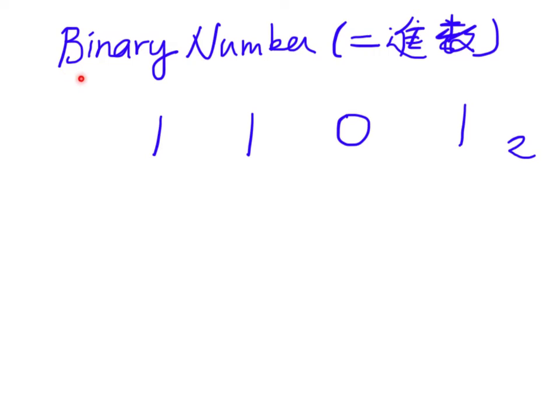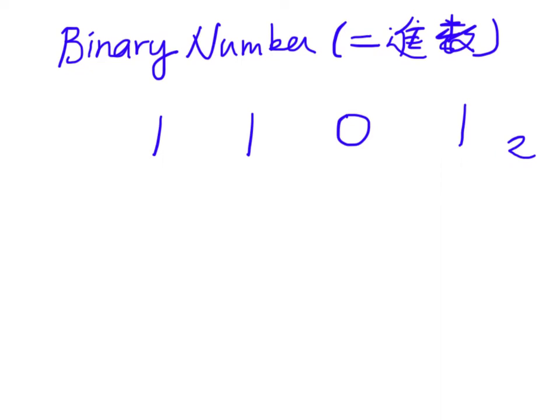So, what if we have binary numbers (二進數)? That means we don't have 2. We only have zeros and 1s in each digit. What does the number 1101 mean? This is not 1,101. We just call this 1101.